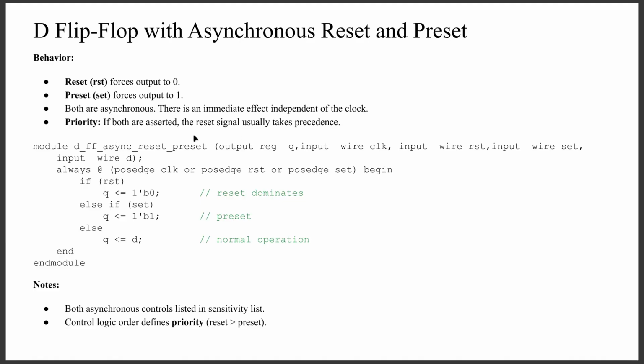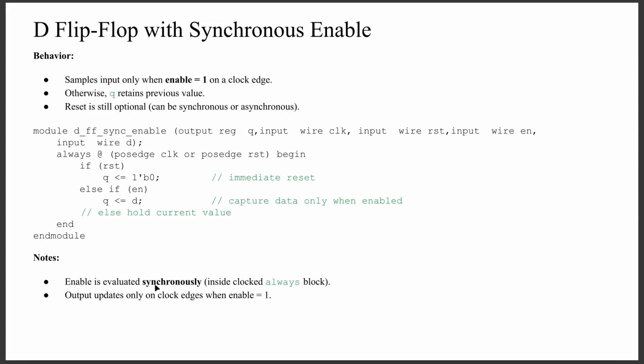So we declare a module called DFF async reset preset. We declare our variables, and at the change of the clock, the reset or set: if reset, we set Q equal to 0; else if set, we set Q equal to 1; and else we set Q equal to D. Both asynchronous controls are listed in the sensitivity list, and control logic order defines priority.